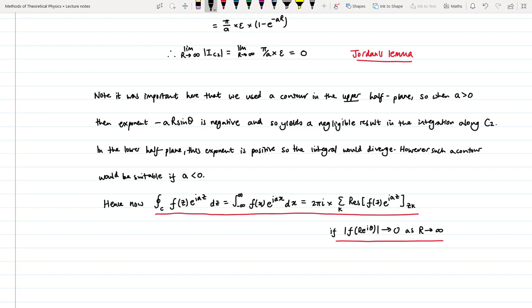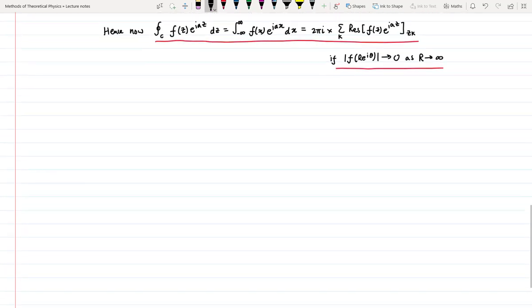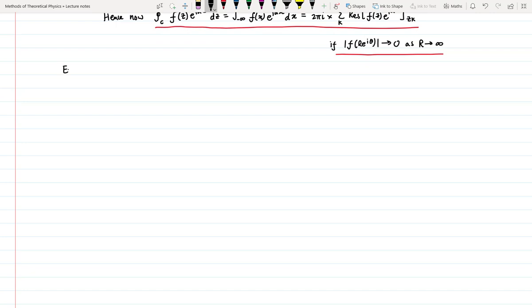Let's end this video by looking at an example. Let's consider the integral between 0 and infinity of cos of x over x squared plus 1 dx. First of all, we can simplify this into exponentials in the following way.